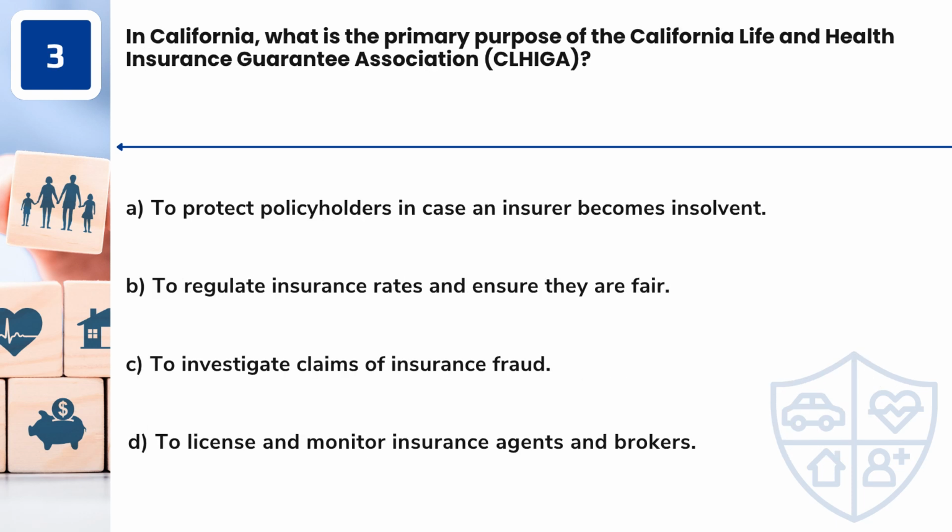Question 3. In California, what is the primary purpose of the California Life and Health Insurance Guarantee Association, CLHIGA? A. To protect policyholders in case an insurer becomes insolvent. B. To regulate insurance rates and ensure they are fair. C. To investigate claims of insurance fraud. D. To license and monitor insurance agents and brokers.